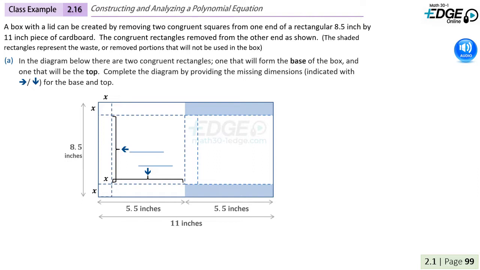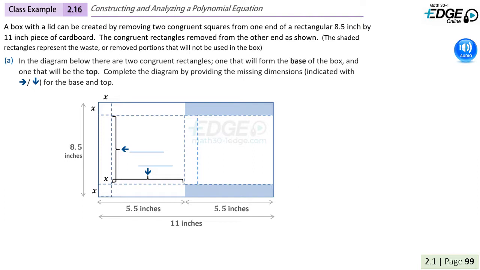We have a box with a lid being created by removing two congruent squares from one end of a rectangular piece of cardboard. The cardboard measures 8.5 inches by 11 inches. Now, the blue rectangles you see will be cut out and removed, so they will not be used in the box. That's just waste. The tricky part of this is we have to understand, unlike the last example where we had a square from each corner and our length and width expressions were dealt with the same way, here it's a little bit different.